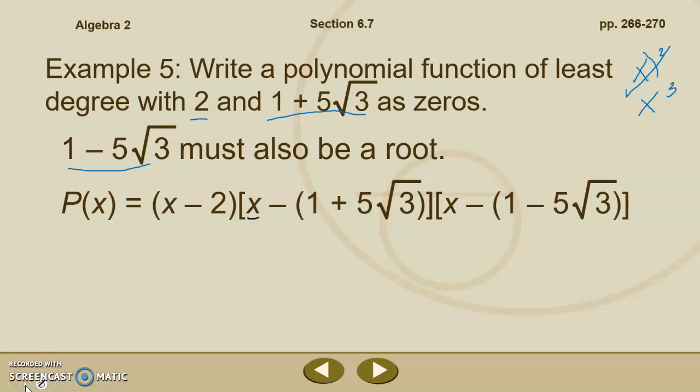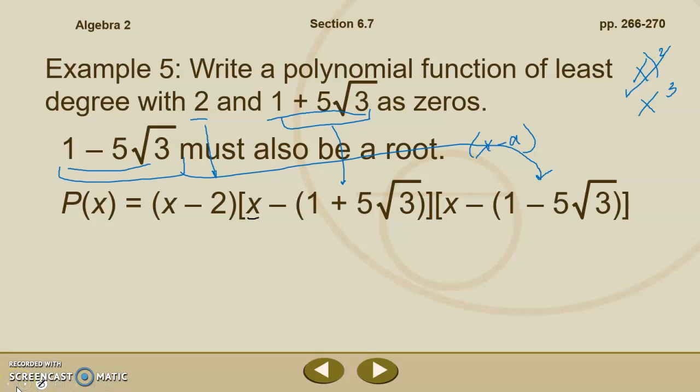Okay, if we want to get back to our original function here, remember we're going to list all of our roots in this form of x minus a, where a stands for our root or our 0 or a factor. So we have x minus 2, that's our first root, x minus (1 plus 5 square root of 3), there's my second root, and x minus (1 minus 5 square root of 3). Those are my 3 roots.